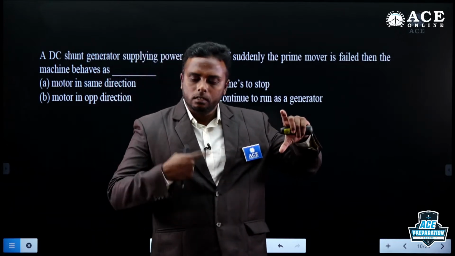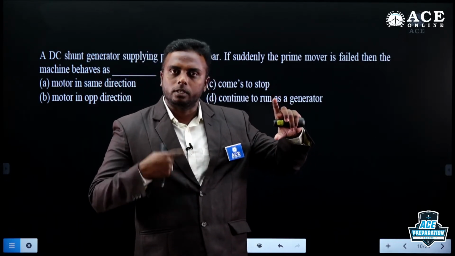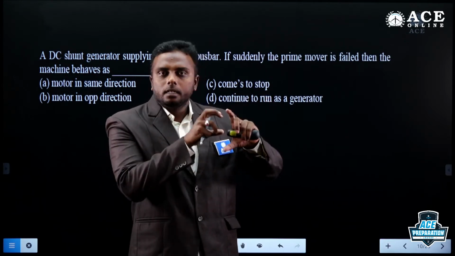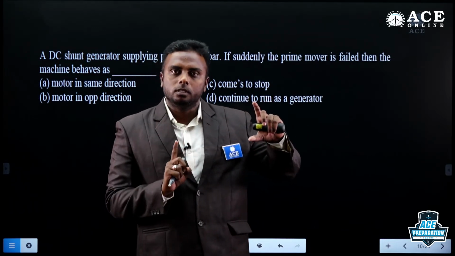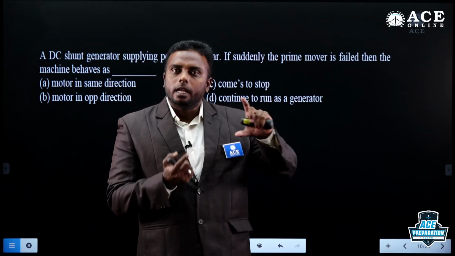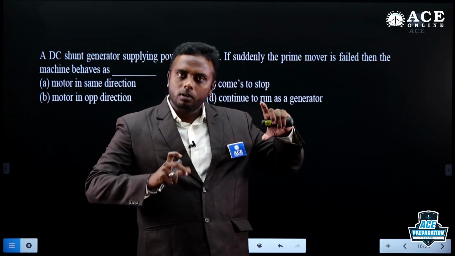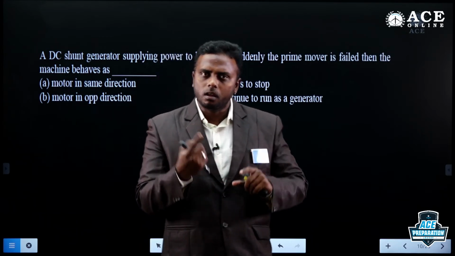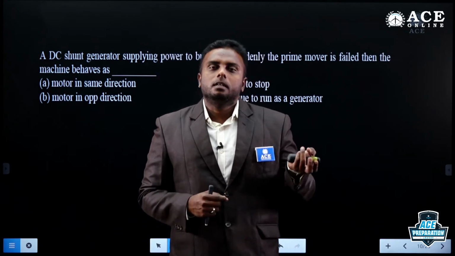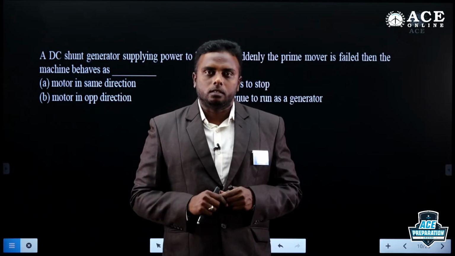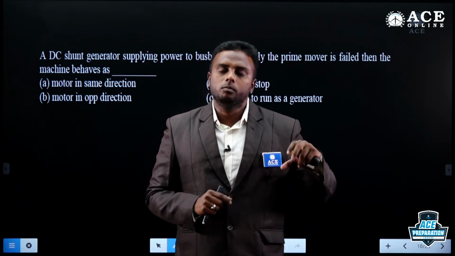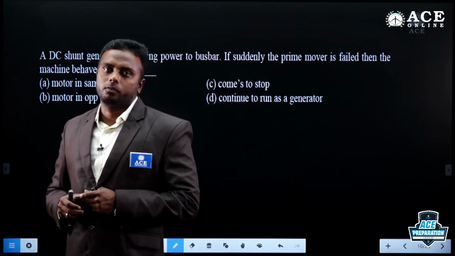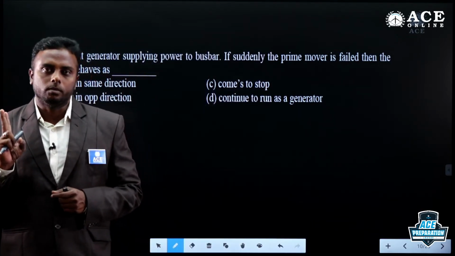Suppose I am rotating the generator with a prime mover clockwise. This is called the prime mover torque. But internally in the generator one more torque is produced, the electromagnetic torque, and its direction is opposite to the prime mover torque. If the generator rotates clockwise, the internal torque produced will be anti-clockwise, always opposite. But in a motor it is the same: whatever the direction of the motor, the torque is in the same direction. So these 2 points you should remember.